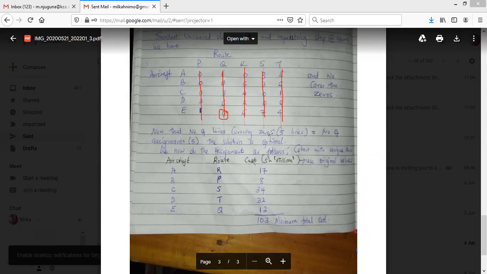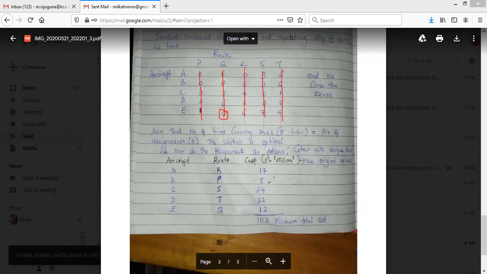And then our aim was on minimization of the total cost. What do we do? We go back to our original table, the one that we were given from the past paper, and we read through the figures corresponding to how we have done our assignment. I've assigned A to route R. How much will it cost? 17 million. You pick the figures from the original table given.